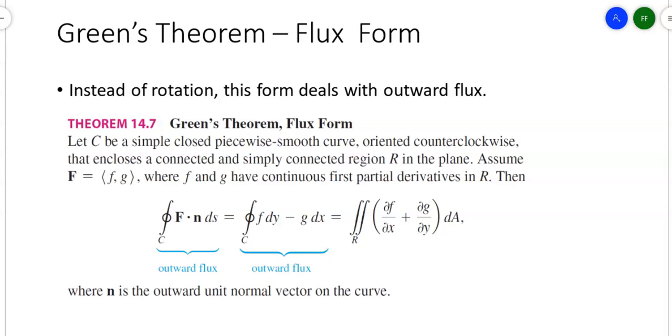This here is the second part of Green's theorem. So we did the first part of Green's theorem, the circulation form. This is Green's theorem, the flux form. So we're talking now about outward flux of this vector field. So instead of rotation, we deal with outward flux.